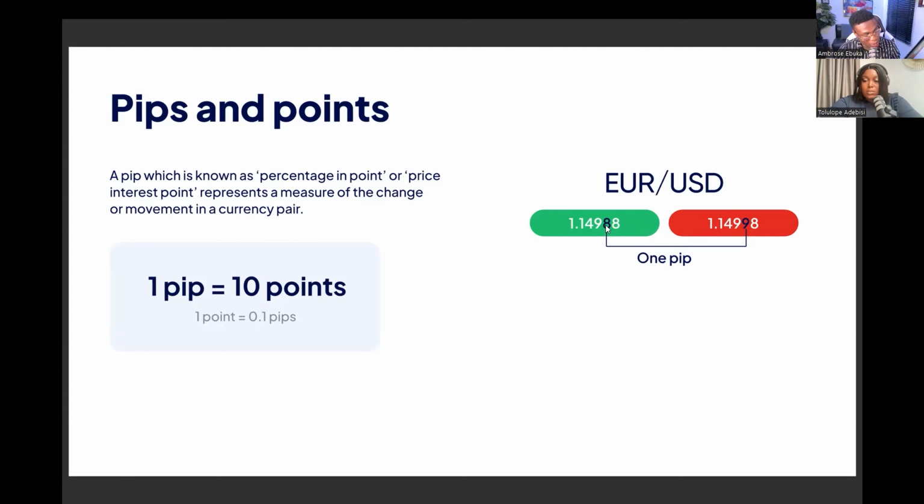So this is the pip. This is the pipette. We don't really calculate this because you need 10 of these to make 1 pip. The calculation starts from here, and this just changed from 8 to 9, which means Euro USD moved 1 pip.